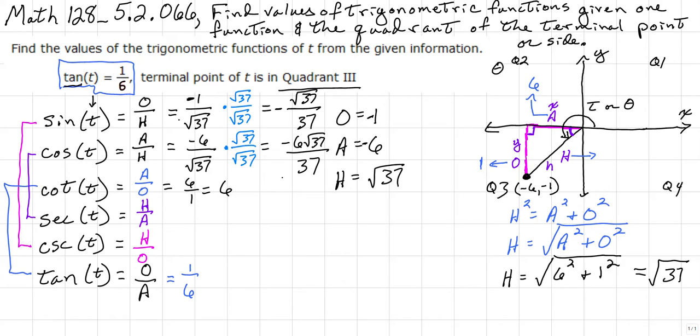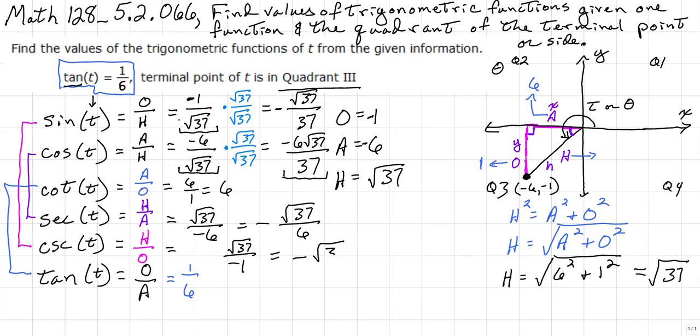Now, the secant of t is going to be the reciprocal of the cosine of t. I don't have to take the reciprocal of this because I'm going to use the non-rationalized form and simply end up with the square root of 37 over -6, which I could write as a negative square root of 37 over 6. And then likewise with the cosecant of t, that's going to be the reciprocal of the sine function. So I will simply take the reciprocal here, and that's going to be equal to square root of 37 over -1, which I can simply write as negative square root of 37.